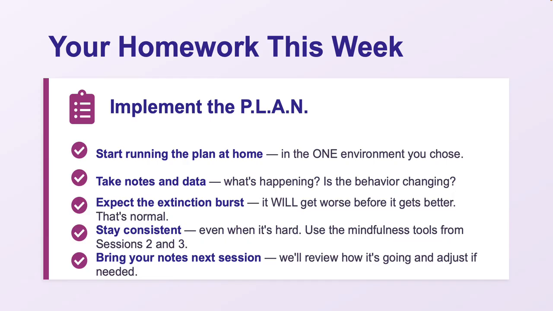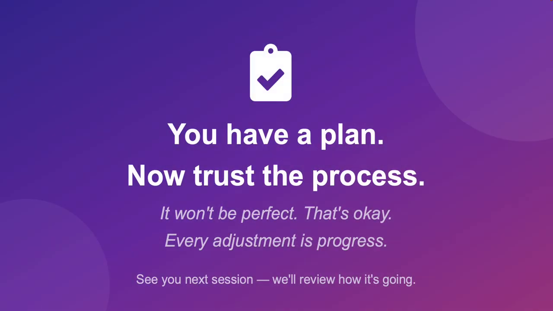So your homework this week is start running the plan at home. Pick one environment. Take notes and data on that. Expect that there might be an extinction burst when you're carrying that out. Stay consistent as possible and bring your notes to the next session so we can review this together. Again, you have a plan. Now trust the process. It won't be perfect. That's okay. Every adjustment is progress.